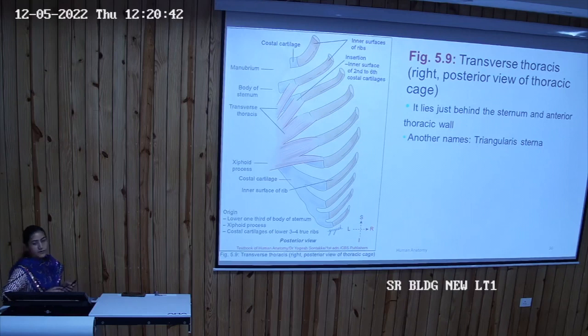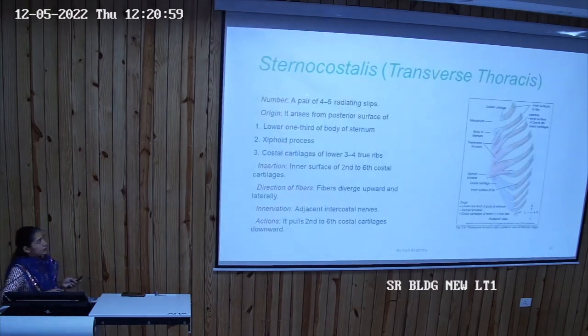Next, coming to the transversus thoracis muscle. Now you can see this muscle is spreading from the central region. That means in this region we have shown the sternum. So from the sternum, it is going towards the costochondral junctions. It is around 4 to 5 radiating slips of muscle fibers which arise from the lower part of the body of the sternum. The lower 1/3 of the body of the sternum gives origin to these fibers. Along with that, you have the xiphoid process and the costal cartilages of the 3rd and 4th rib.